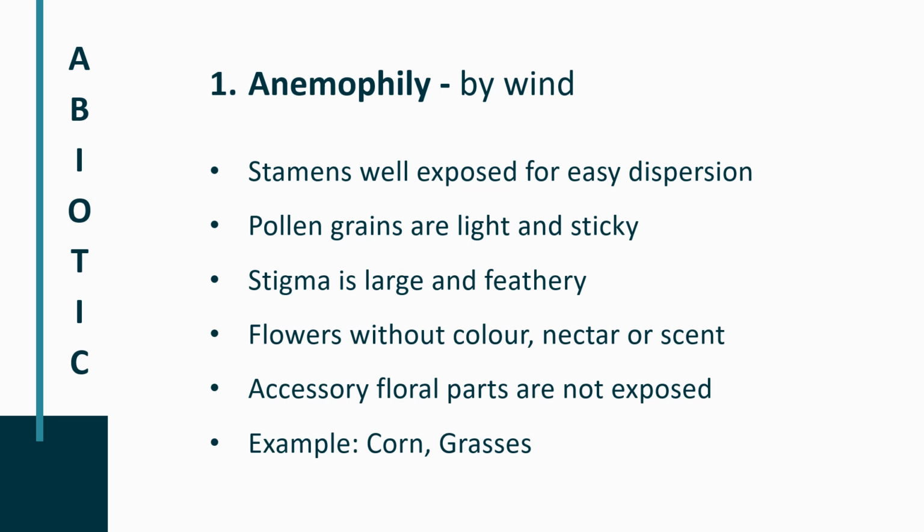The first type is anemophily, where pollination takes place by wind. This is more common among the abiotic factors. For pollination to take place through wind, pollen grains should be light and sticky, and stamens should be exposed for the easy dispersion of pollen grains. At the same time, stigma should be large and feathery so that it can easily trap the airborne pollen. Flowers are usually without color, nectar or scent, and accessory floral parts are not exposed. Some of the examples are flowers of corn and grasses.